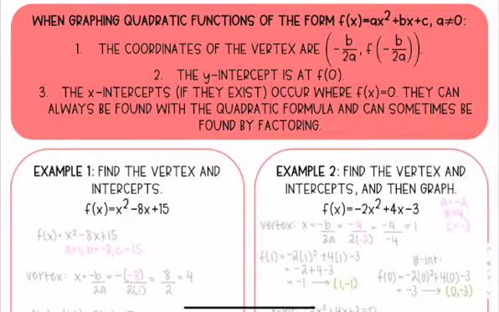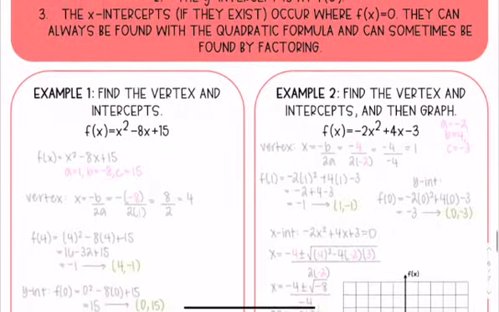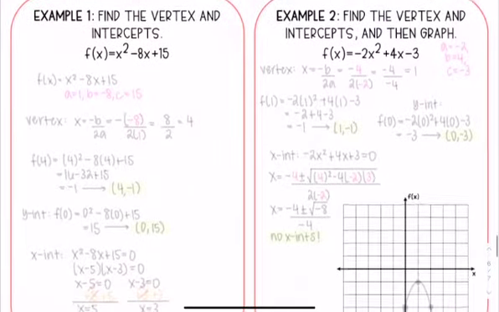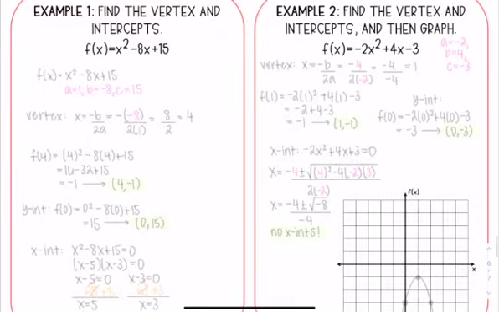So let's look at example number 1. We want to find the vertex and the intercepts. So that's the x and the y-intercept if they are there. Let's do the vertex first. What we need to find the vertex is our a, b, and c. So our a is 1, our b is negative 8, and c is 15.